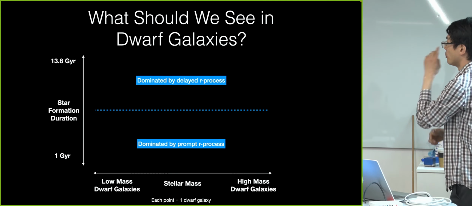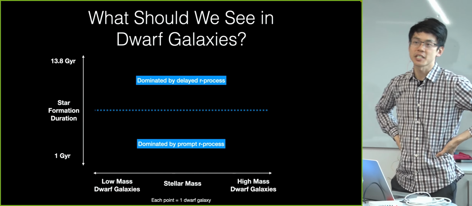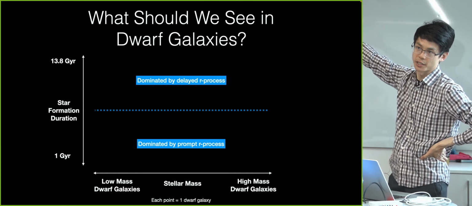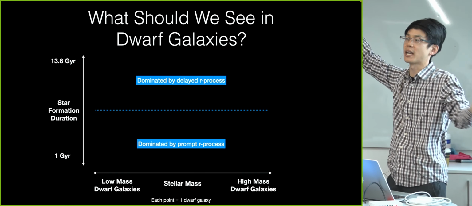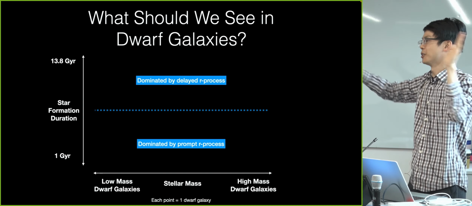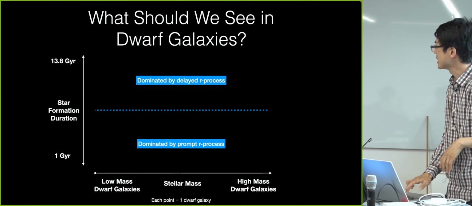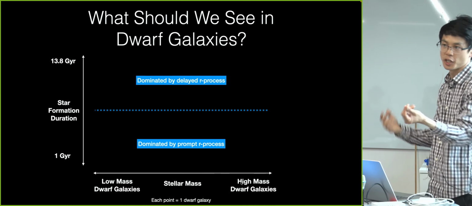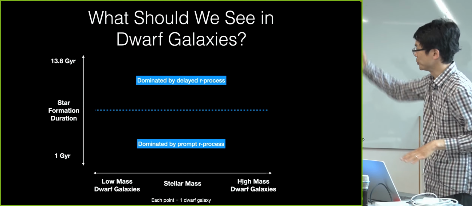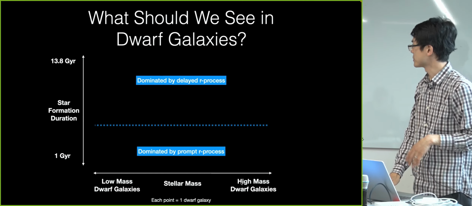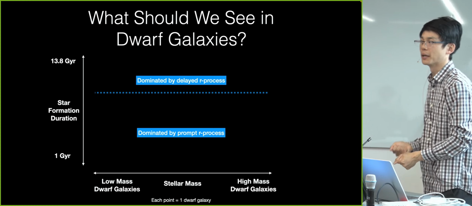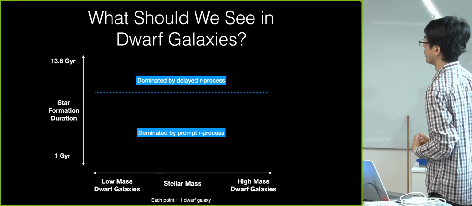So what should we see for the r-process? Well, if your galaxy forms stars for longer, it's likely that it should be dominated by delayed sources of r-process elements, right? You form stars for longer, you can capture material from things that explode over a longer period of time. Whereas galaxies that form stars for a very short period of time should be dominated by prompt sources of r-process elements. And I just drew this blue line arbitrarily down the middle over here. In some sense, the question is basically, where should we draw this blue line? And that tells us something about the characteristic timescale for when the r-process is happening.